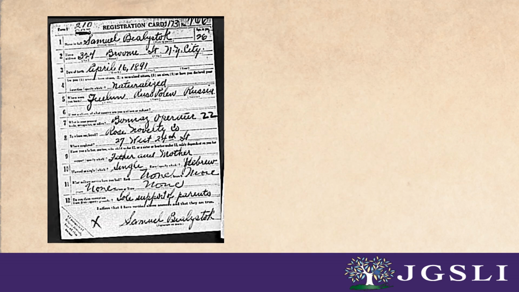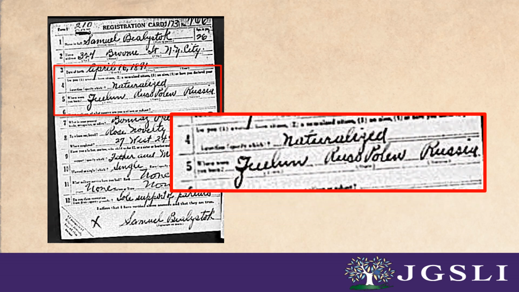Let's look at a different version of a World War I card. Here we see the card for Charles's brother, Samuel Bialystok. According to what we can see, Samuel has not changed his name. However, the biggest advantage of this version is that question 5 asks, where were you born? Since many of our ancestors arrived around the turn of the century, the timing of this version can provide you with an actual town name for where the registrant was born.